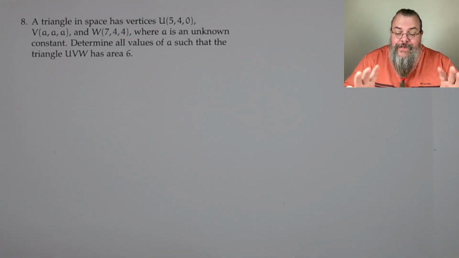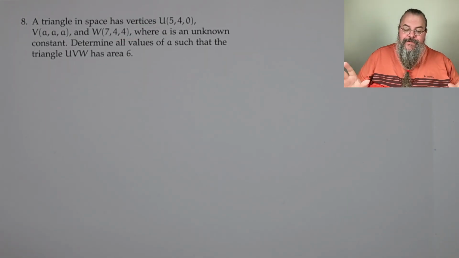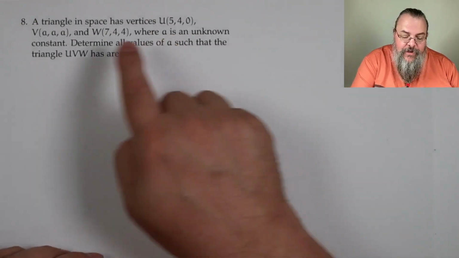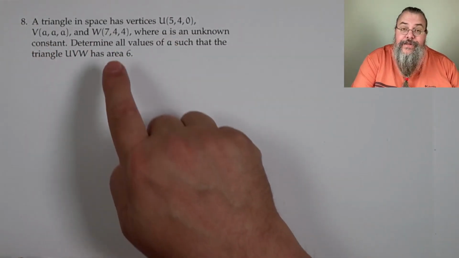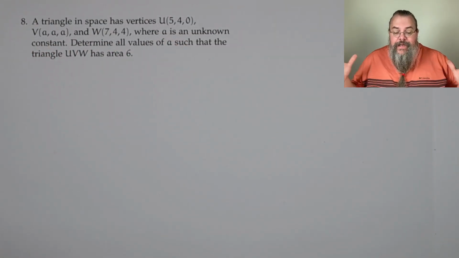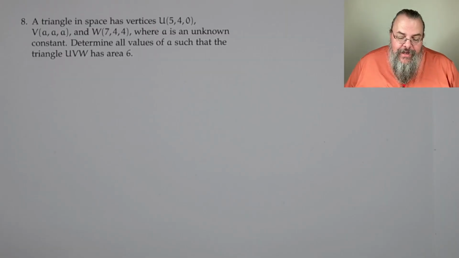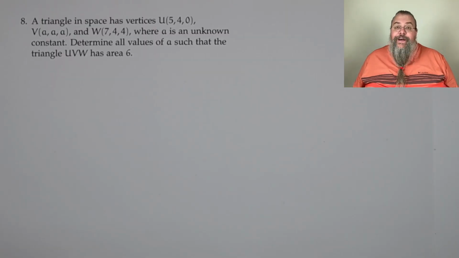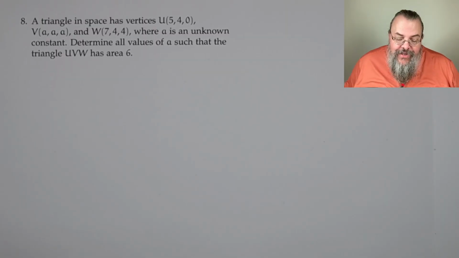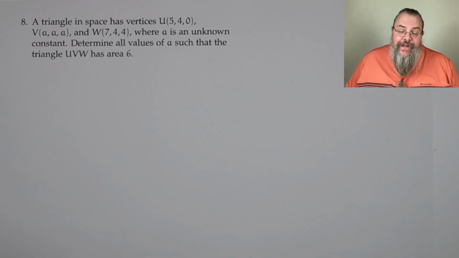A triangle in space has vertices at 5, 4, 0, A, A, A, and 7, 4, 4, where A is an unknown constant. Determine all values of A such that the triangle UVW has area 6.